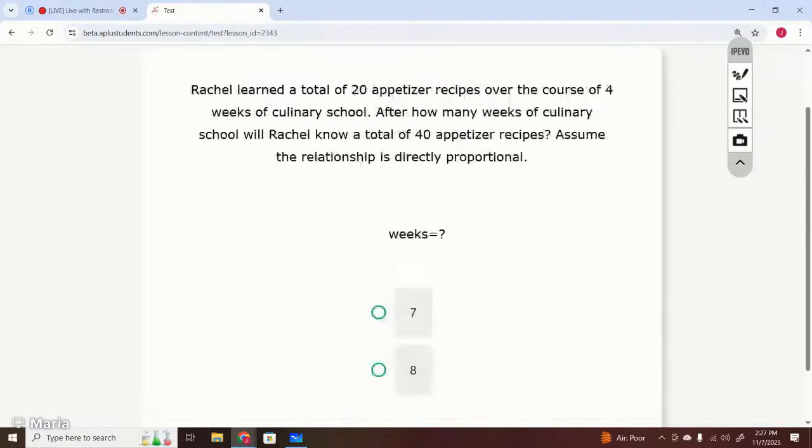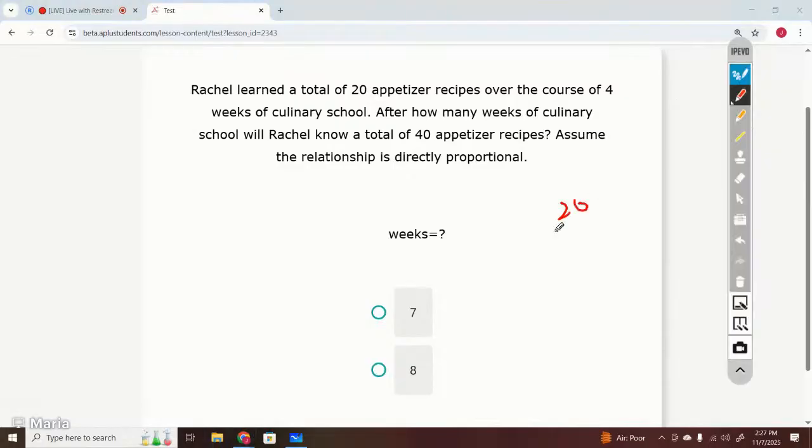Rachel learned a total of 20 appetizer recipes over the course of 4 weeks of culinary school. After how many weeks of culinary school will Rachel know a total of 40 appetizer recipes? Twenty appetizers over 4 weeks and 40 appetizers, how many weeks?